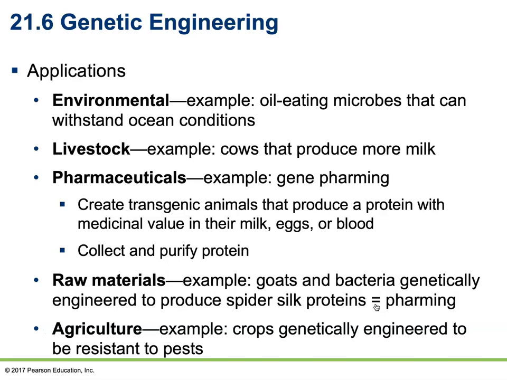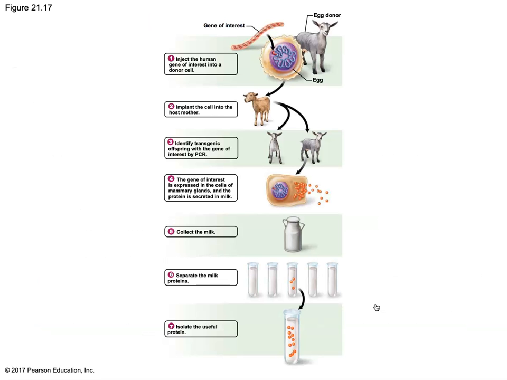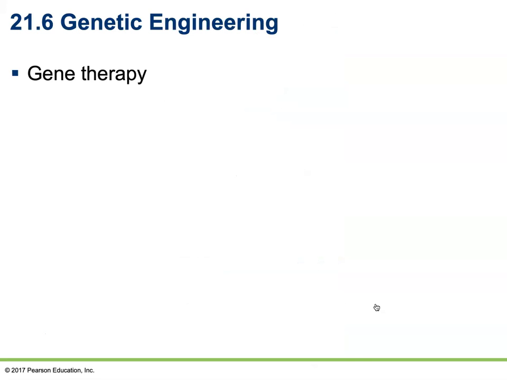You just milk the goat and you isolate those spider silk proteins from their milk, and that can be then used to make any sort of strong and lightweight fibers. Agriculture. For example, crops can be genetically engineered to be resistant to pests. So here's just an example of how a goat could be genetically modified to produce a protein of interest.